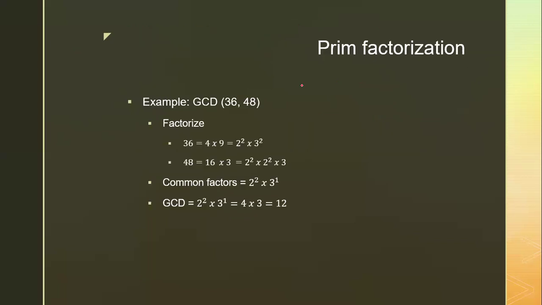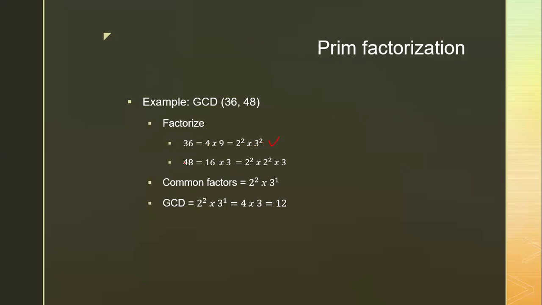So prime factorization. Basically here we've got the GCD of 36 and 48, right? What we're doing here is breaking down these numbers into their prime factors, and then we're going to see which ones are common. So here we've got 36, which can be represented as 4 times 9, right? So 4 times 9 gives us 36, but then 4 times 9 can be further broken down into 2 squared multiplied by 3 squared, okay? We can leave that there.